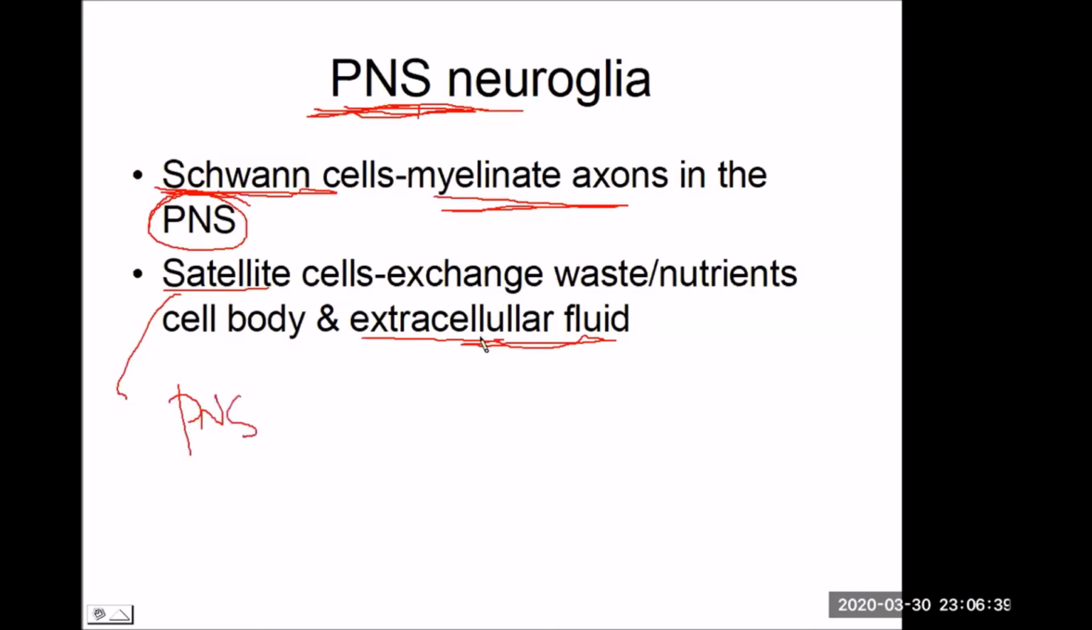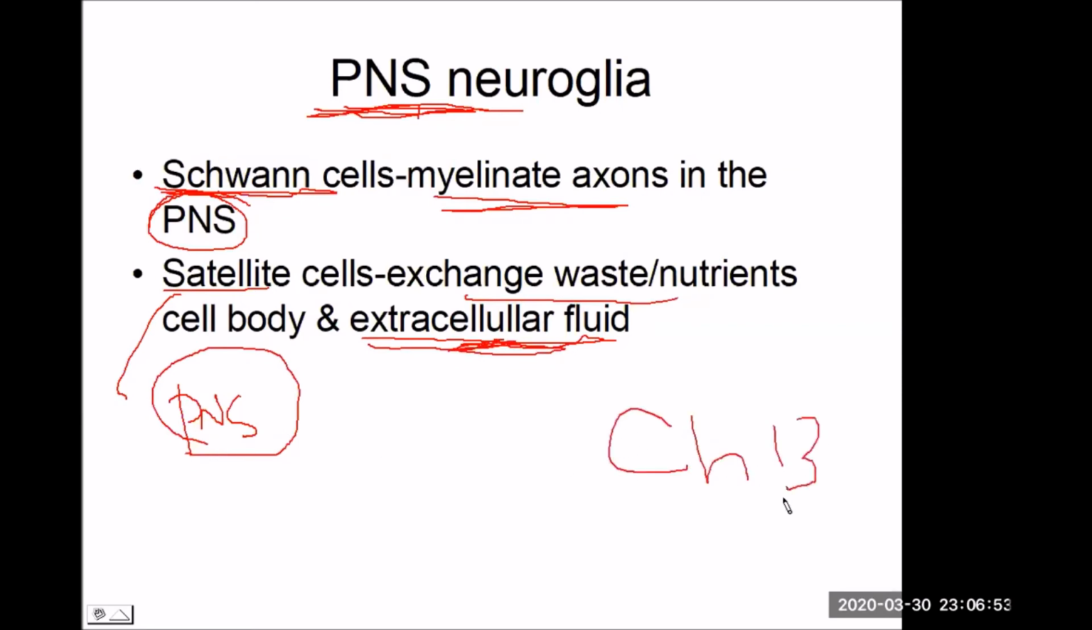So regulating the chemical environment surrounding nerve cells in the peripheral nervous system. So that'll finish up this section for chapter 13, the cells of the nervous system.